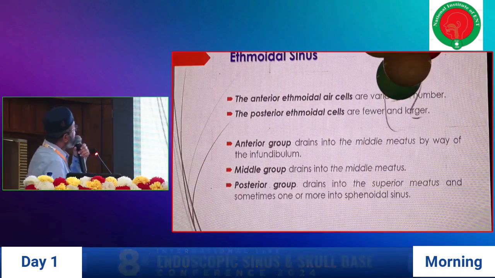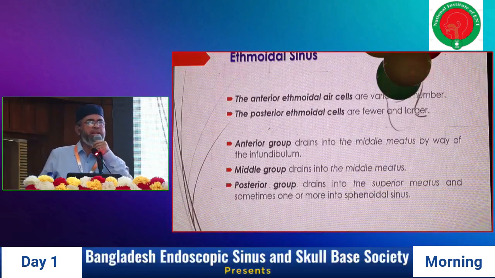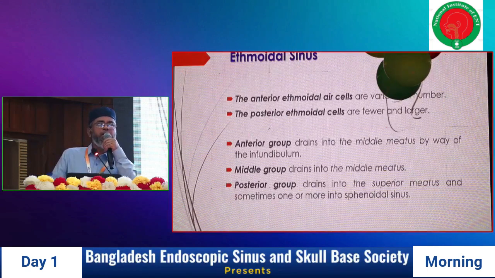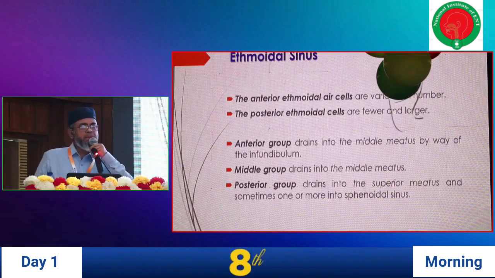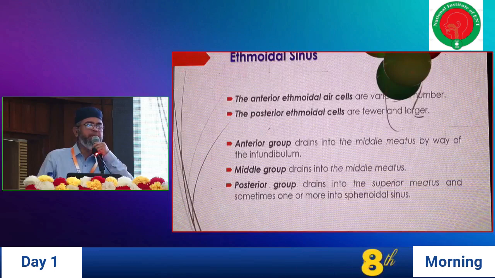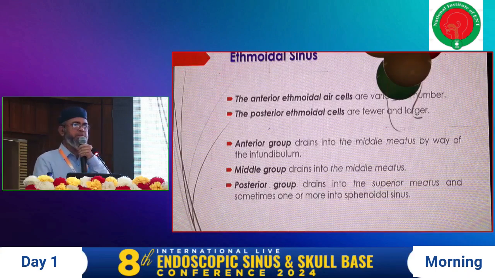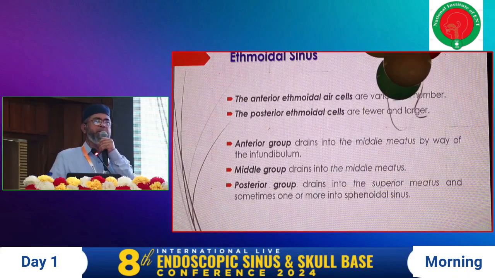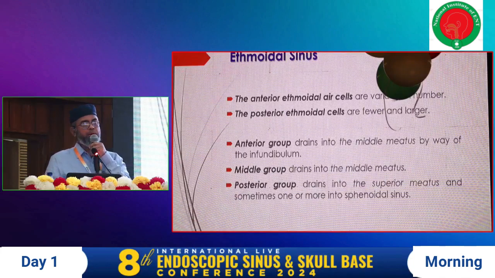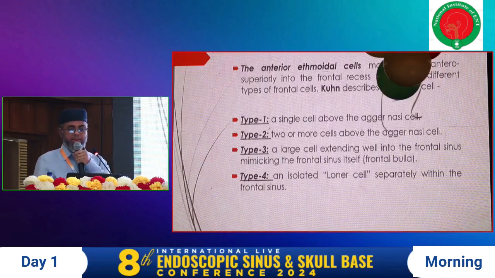This is now the ethmoid sinus. The anterior ethmoid air cells are variable in number. The posterior ethmoid air cells are fewer and larger. The anterior group drains into the middle meatus by way of the infundibulum. The middle group drains into the middle meatus if present, and the posterior group drains into the superior meatus and sometimes one or more into the sphenoid sinus.